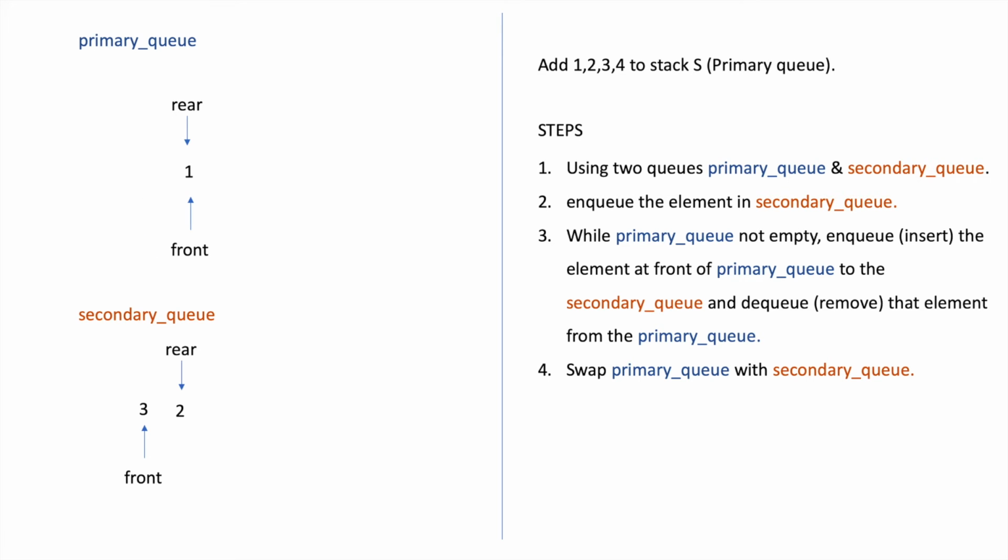Following the same steps, we will insert the element 1 from the primary queue to the secondary queue and then we will remove the element 1 from the primary queue. Now in the final step, we will again swap the primary queue with secondary queue.